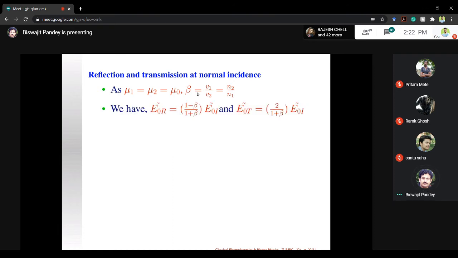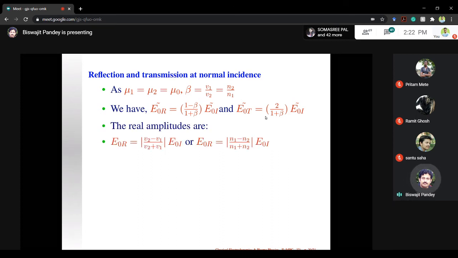So now we have already obtained these expressions for the reflected electric field and the transmitted electric field, and they are complex, right? You see, the tilde sign is telling you that these are complex quantities. Now see what we do with the complex quantities. We want the real amplitudes, right? So the real amplitudes will be, if we take the modulus, E0R will be simply, since beta is v1 by v2, v2 minus v1 by v2 plus v1 times E0I. The reflected component can also be written in terms of n: n1 minus n2 by n1 plus n2 times E0I.